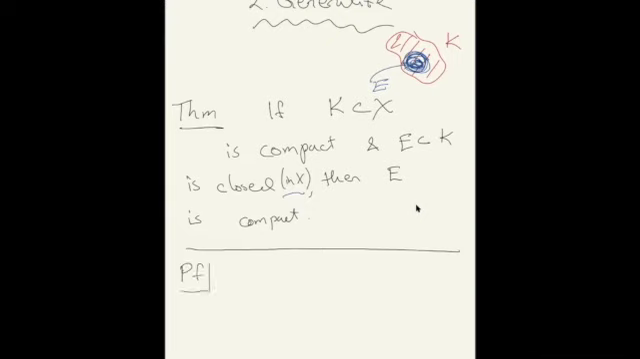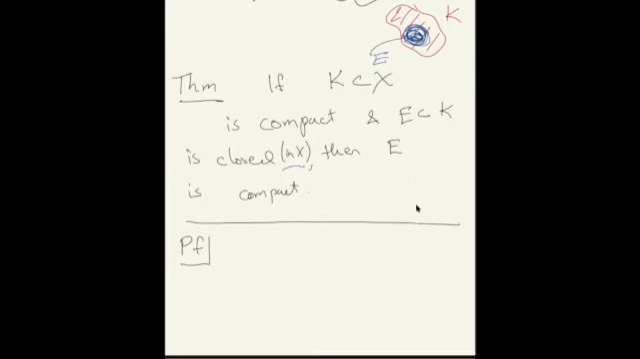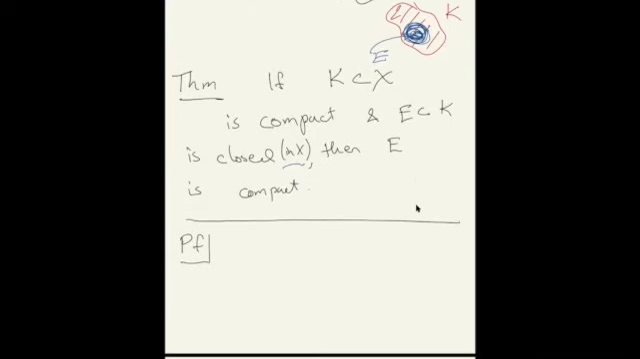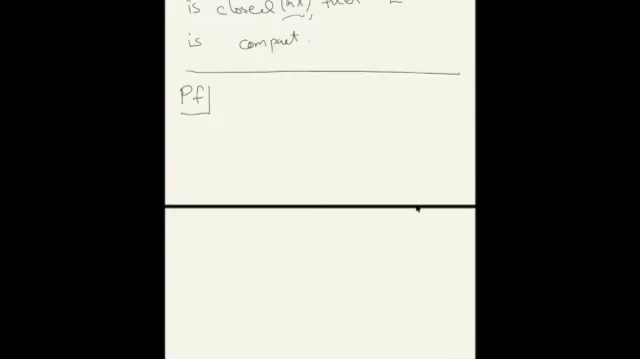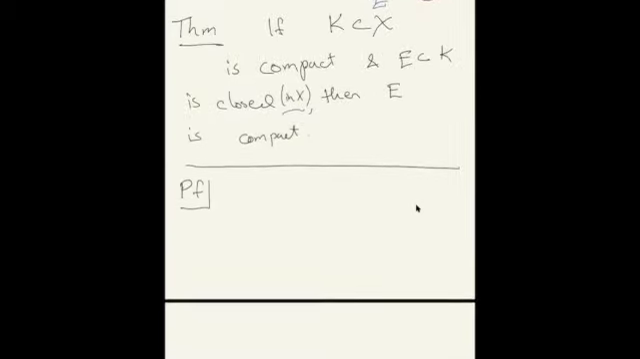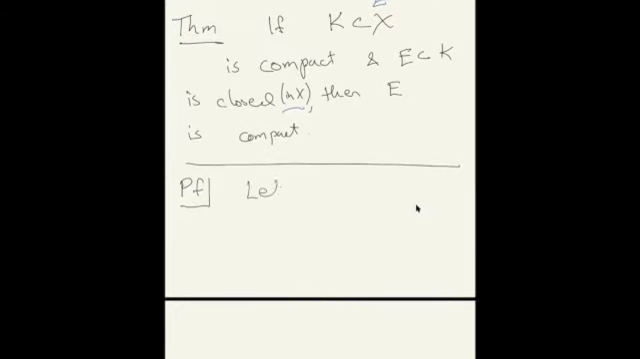Okay. Proof of this. Well, what do we have? We have to prove that if we take a sequence of points in E, so let xn be a sequence in E, then we want to find a convergent subsequence.